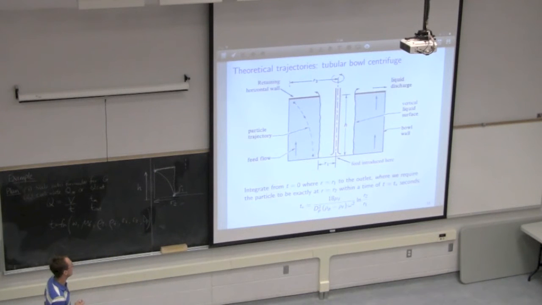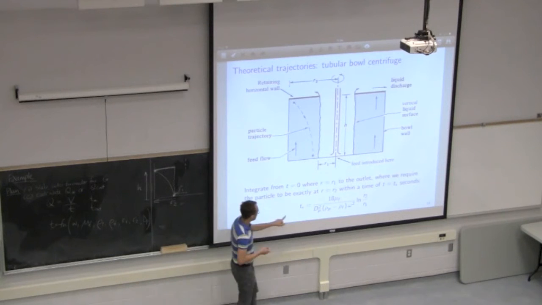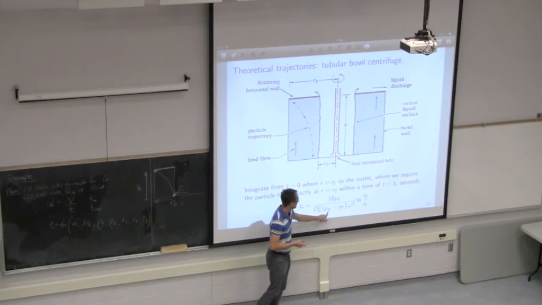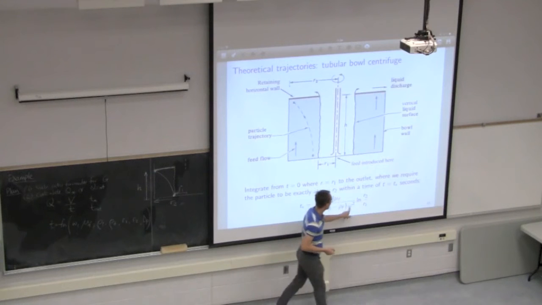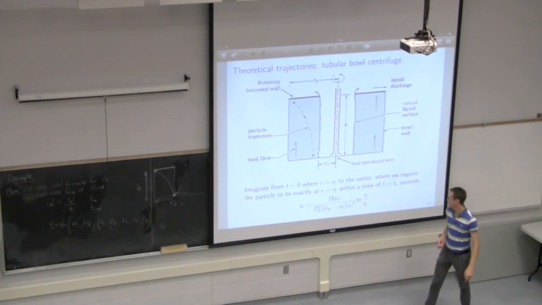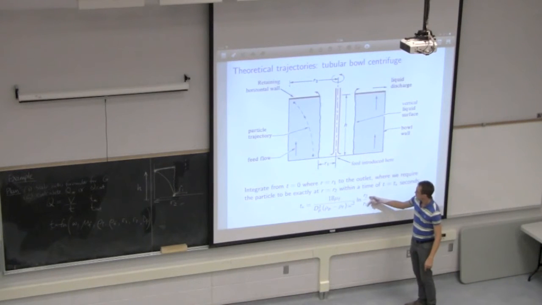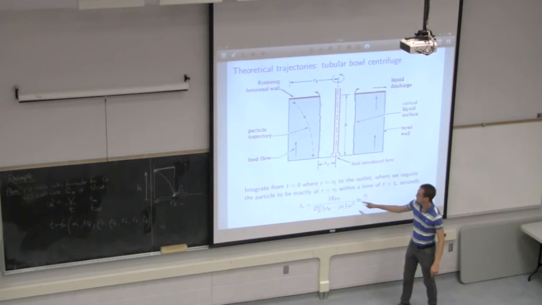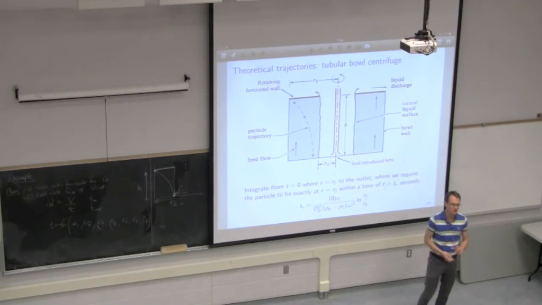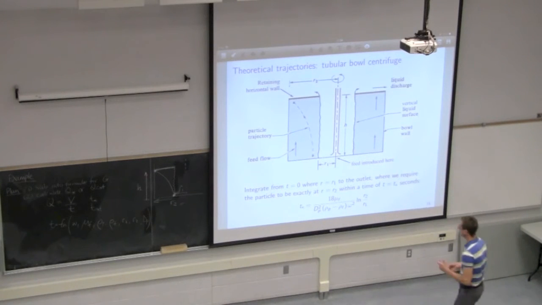That's time T star. And that's the time for a given particle of diameter dp with density rho p, in a fluid rho f, operating at angular velocity omega in a system where R1 and R2 are given by that value with the fluid viscosity mu f. So very specific on the fluid environment as well as the equipment R1 and R2 and the equipment's operation omega.